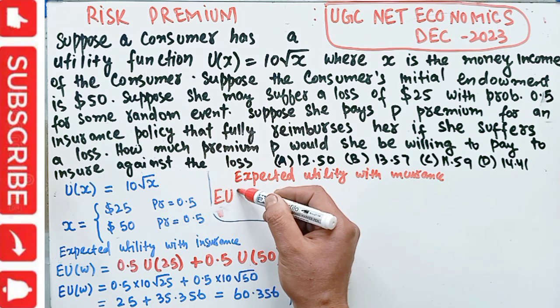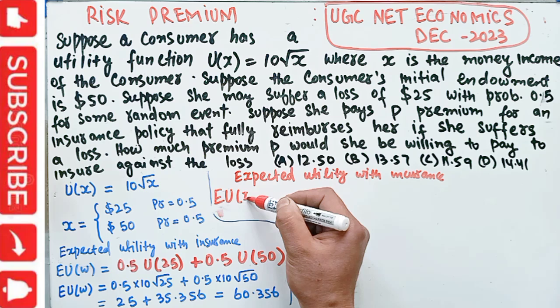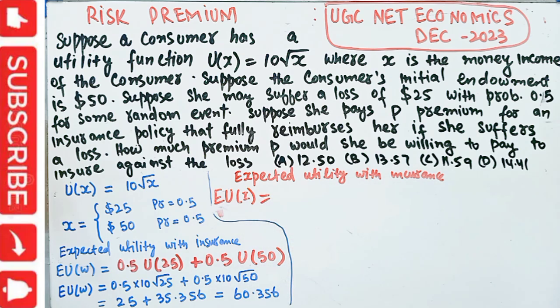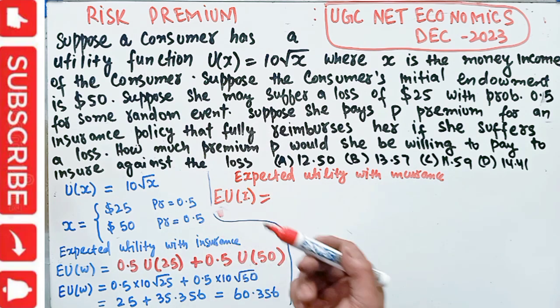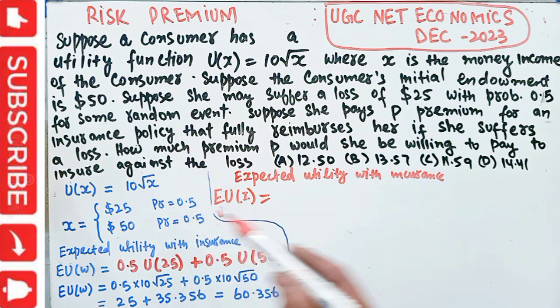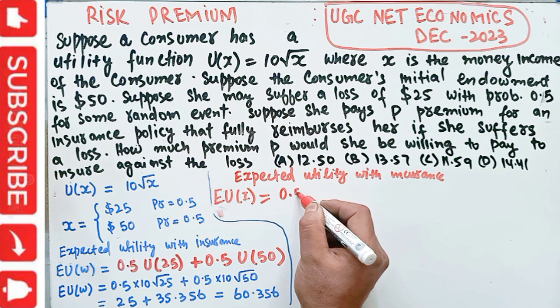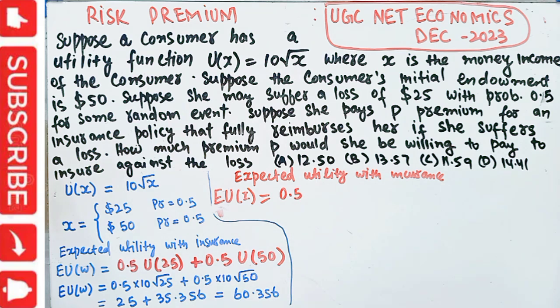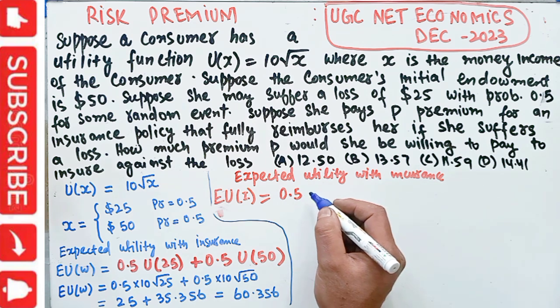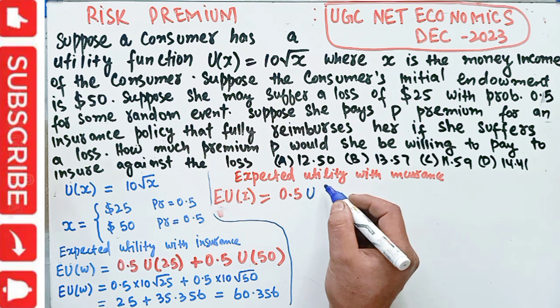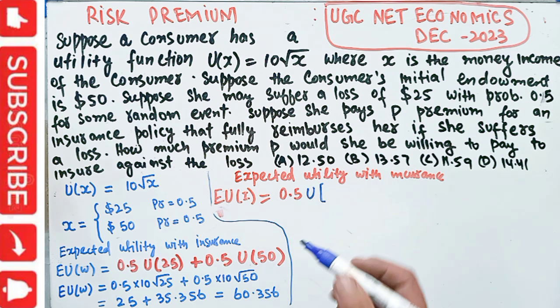Expected utility with insurance will be equal to, let's first write this. We have the probability, that is 0.5, that she suffers a loss, times the utility of her wealth. What is her wealth?